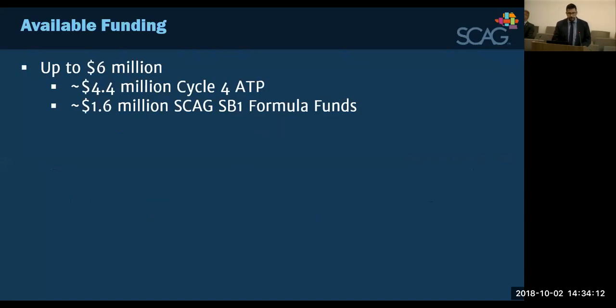The available funding is up to $6 million: $4.4 million of Cycle 4 ATP funds for AT projects, and $1.6 million in SCAG SB1 formula funds. A significant portion of that will be available regardless of the results of the repeal effort. However, some of the funds will be canceled out in the event of repeal, and we'll deal with that as it comes up. So we are planning the initial procurement based on the existing available funds, not on the funds that are variable. If the repeal fails, then we'll have extra money, and we have plans on what to do with that in the event that that happens.